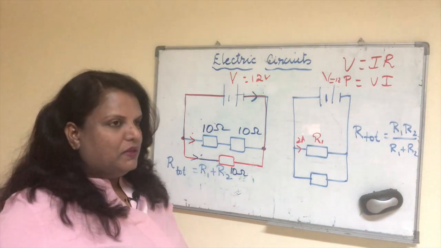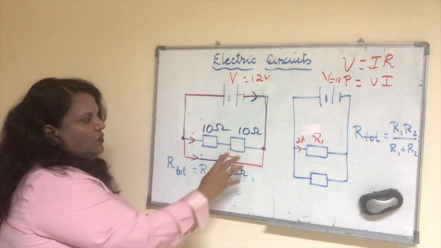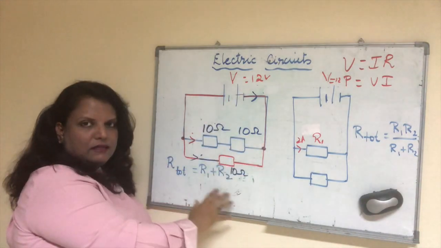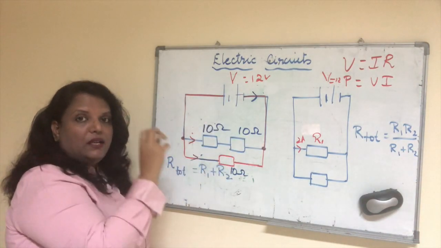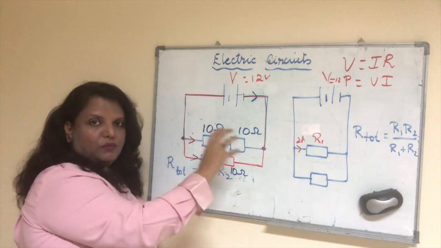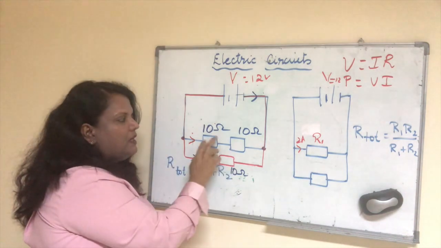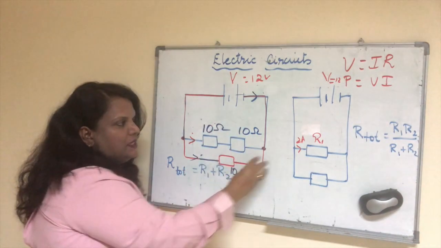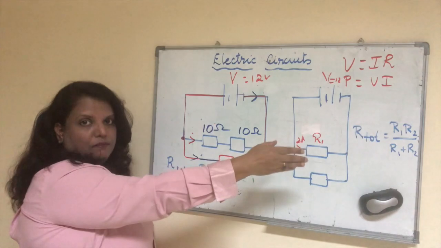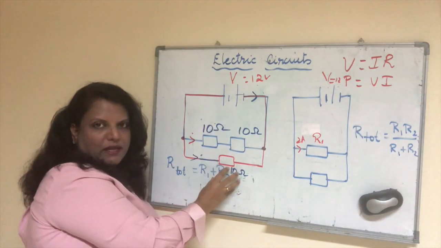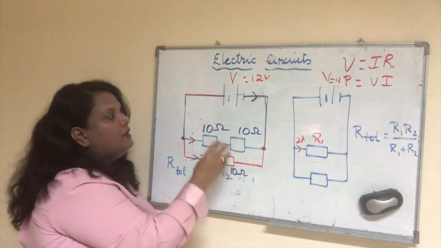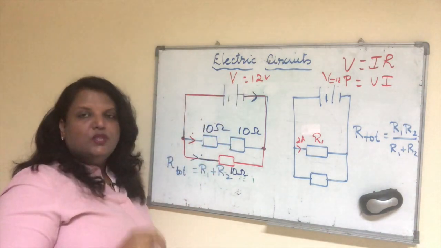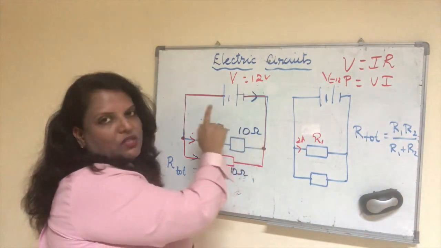The next point to remember is, if you want to find out the current drawn from the supply, you will take the entire resistances and combine them all together. When you're combining, keep in mind you will use the appropriate formula. These two are in series, so you will add them up, 10 plus 10. Then 20 multiplied by 10 divided by 20 plus 10, in that formula, because this combination is in parallel with this. So you have to use that formula to calculate the total resistance. If you use it along with 12 volts, you will get the current drawn from the battery here.